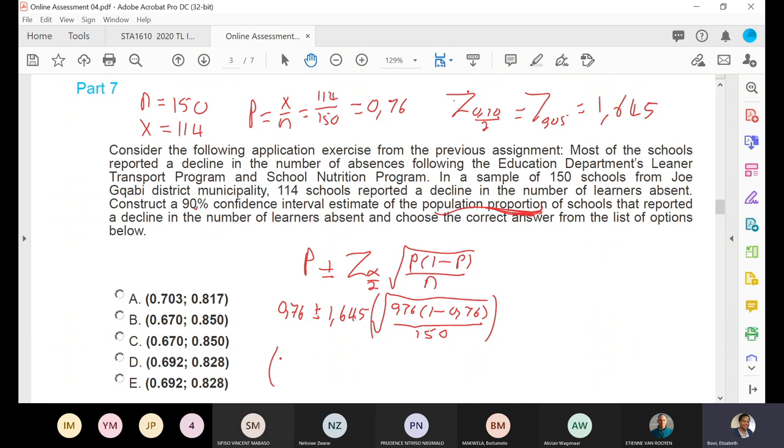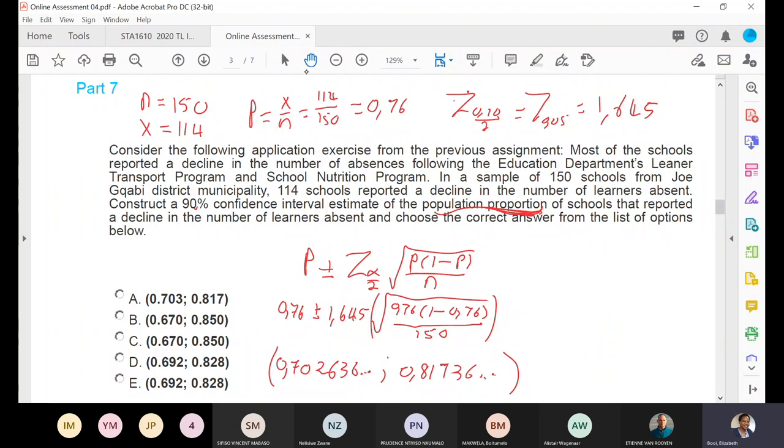On the upper or lower? On the lower side, it's 0.703 when I round it off. Let's keep it all decimals. It's 0.7026. Okay, I'll just keep some of them. And then on the plus side, it's 0.81736. We can then round it off to three decimals when we look at the options.